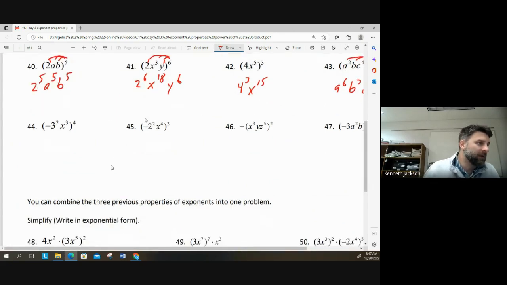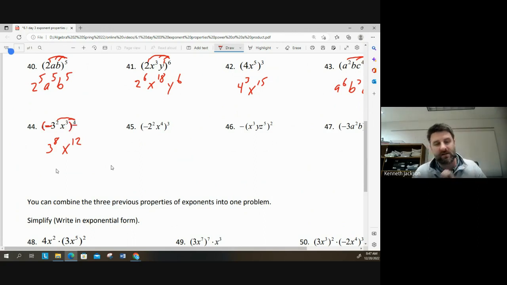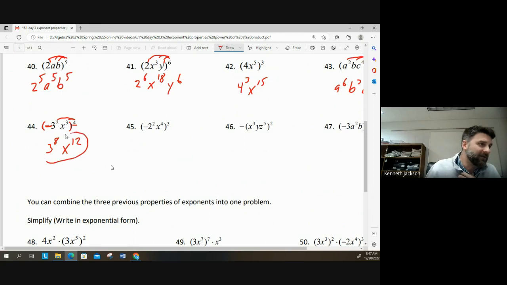Down here on number 44, I could take this 4 on the outside and multiply each of these exponents. That's 3 to the 8th, x to the 12th. Now, we have to deal with this negative. The negative sign here belongs to the exponent of 4, which means I have 4 negatives. If I have 4 negatives, that makes my answer positive. I multiply my exponents, so that would be 2 to the 6th, x to the 12th, and now I have to figure out whether or not my answer is positive or negative. I have 3 negative signs because the negative belongs to the exponent of 3, which means my answer is negative.